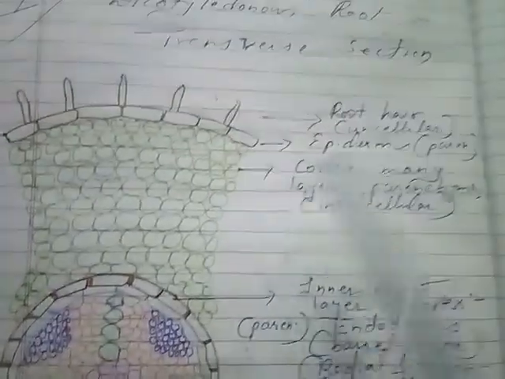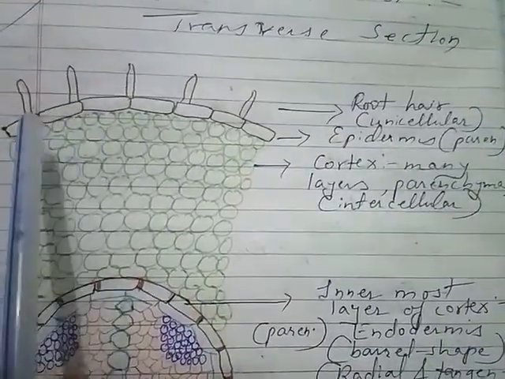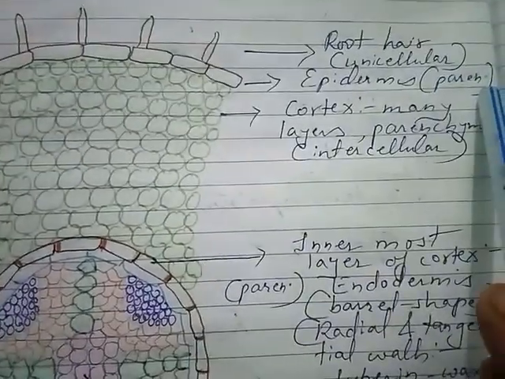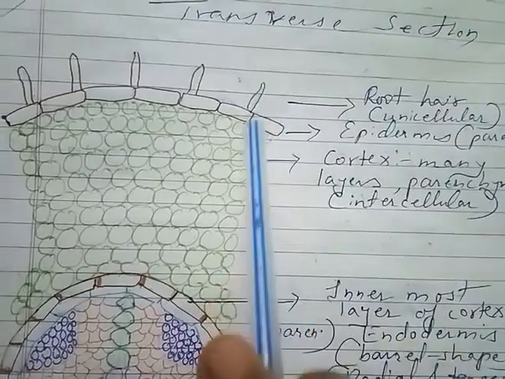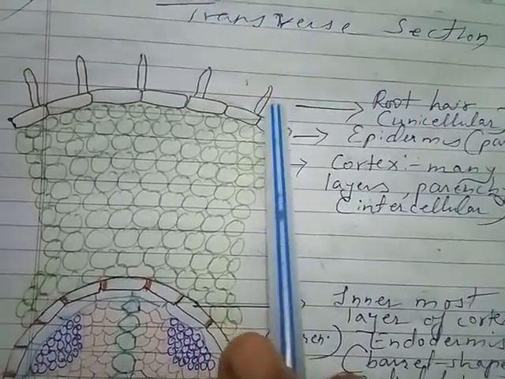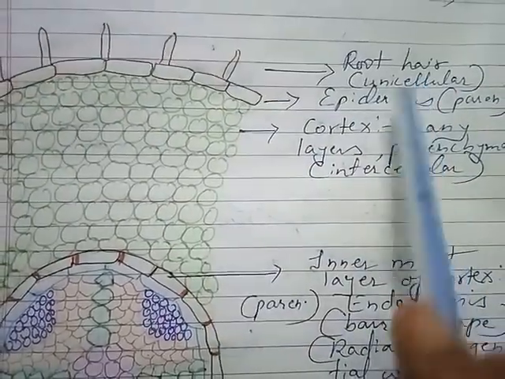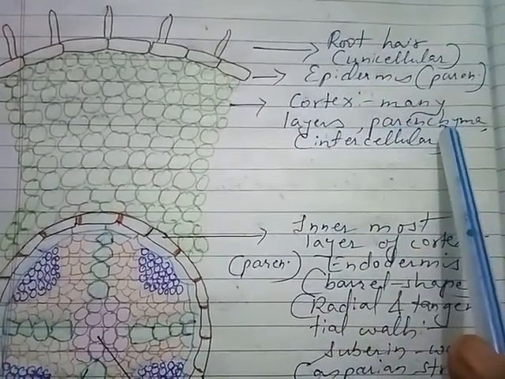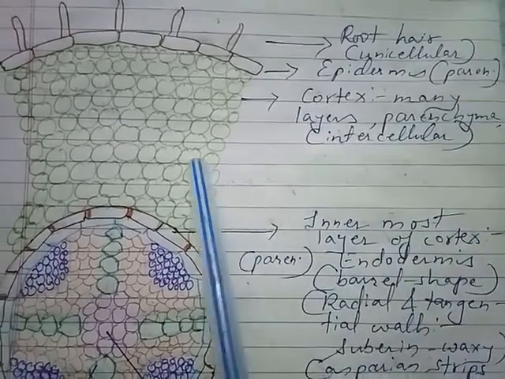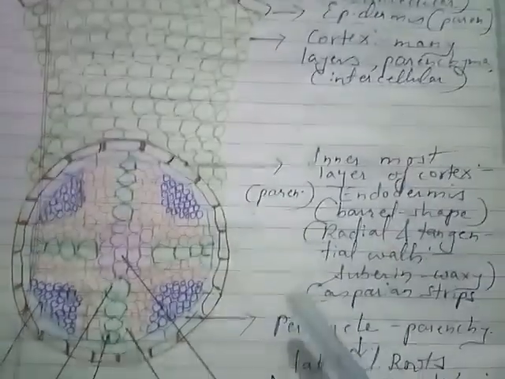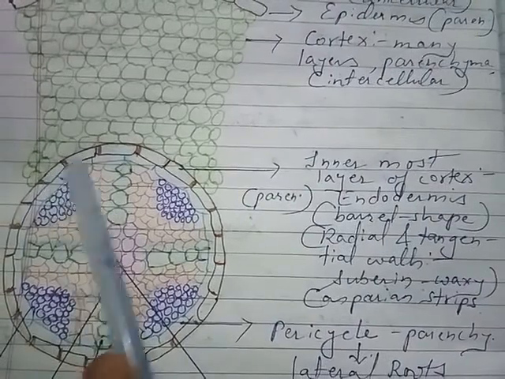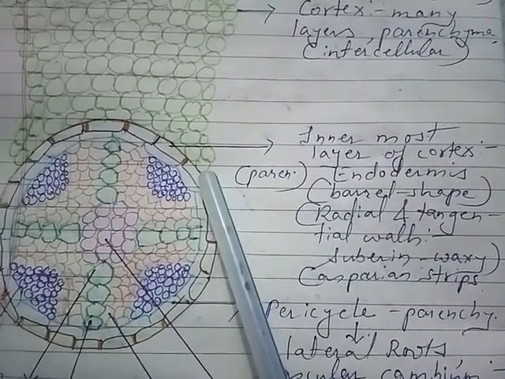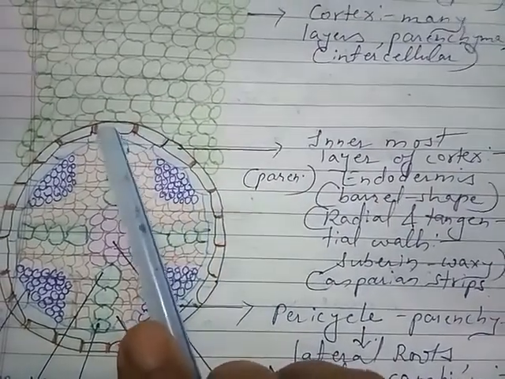So here let us start with the first layer, that is the first outermost layer. It is called epidermis. It is made up of parenchyma cells. It is having root hair. In case of root, the root hair are unicellular. Then many layers of cortex are present. The cells of cortex are also parenchymatous and intercellular space will be present. The innermost layer of cortex is called endodermis. That is also parenchymatous and it is barrel shaped cell.